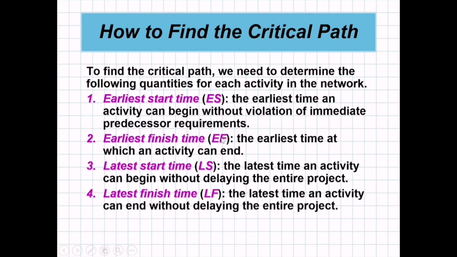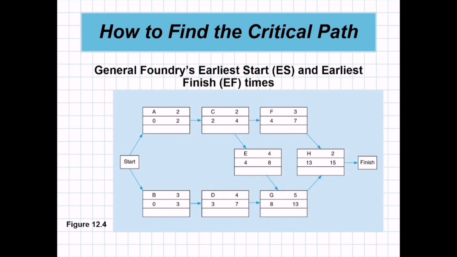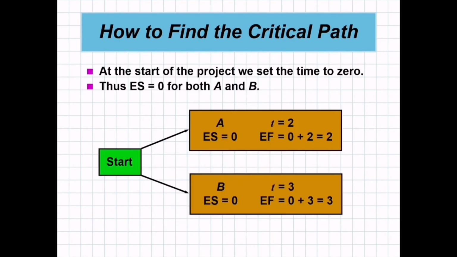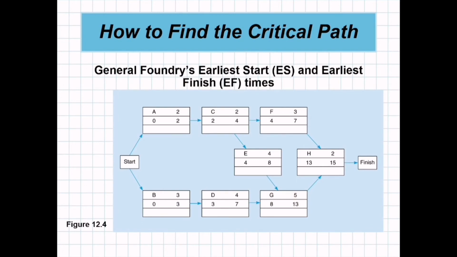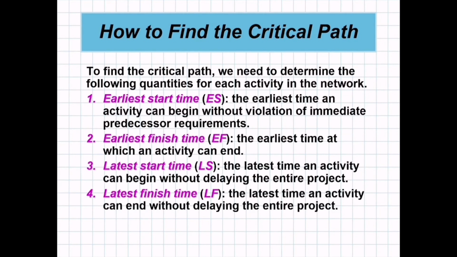Then we have the next step. So this is now the next step. So how did we come up with this network? We will backtrack a little bit. To find the critical path, we need to determine the following quantities for each activity in the network. We have what we call the ES, or the earliest start time. The earliest start time is the earliest time an activity can begin without violation of the immediate predecessor requirements.